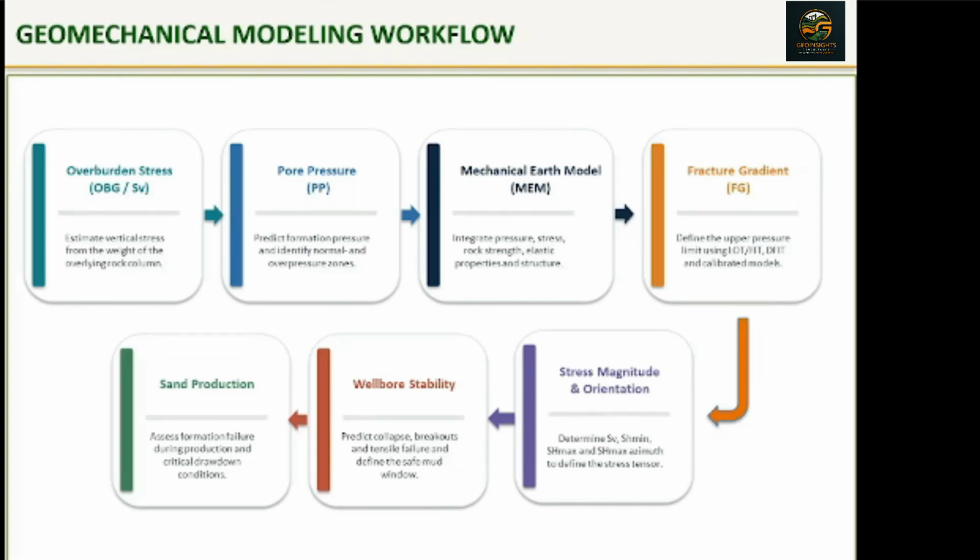From scratch until the end, just to end up with a good geomechanical model. So the first step is to build the overburden gradient. As you know, overburden gradient, in other words, vertical stress or lithostatic stress, mainly comes from the weight of the rock above a certain point, and we normally use the density log from the offset wells.